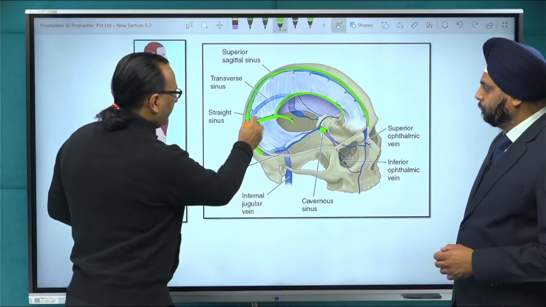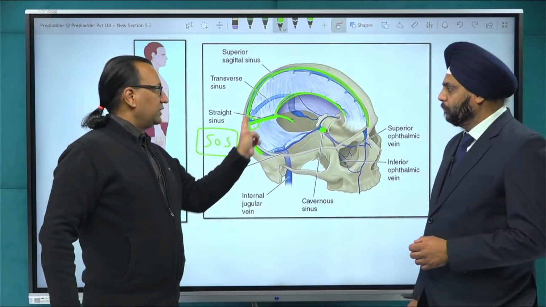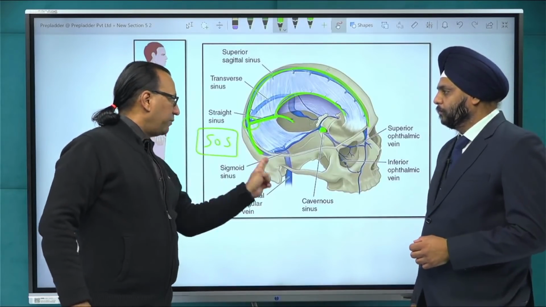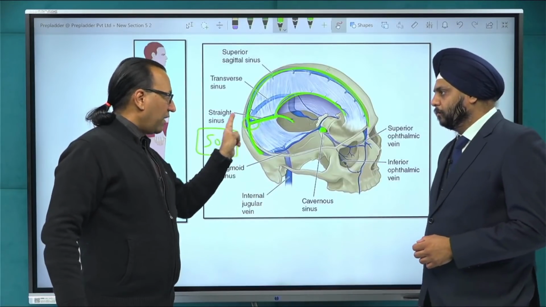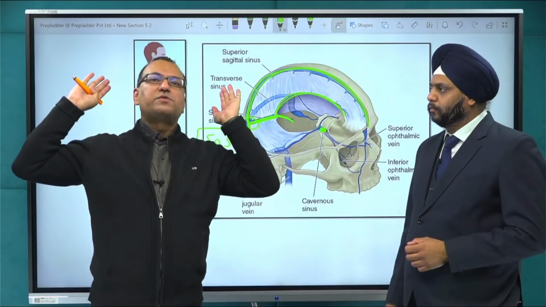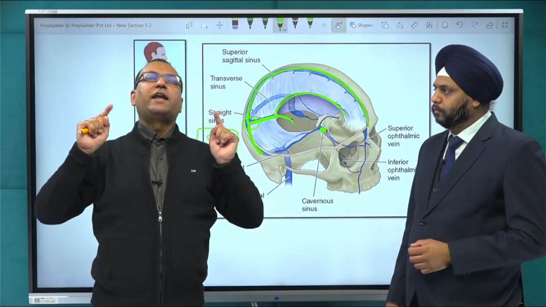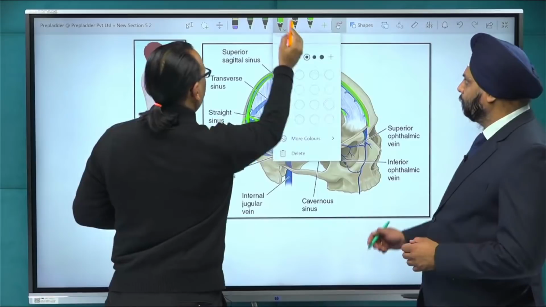So here you can remember SOS, which is the confluence of sinuses. The first S is the superior sagittal sinus, the O from below is the occipital, and from the front it is the straight sinus. And from here, which is at the internal occipital protuberance, you have the transverse sinus becoming the sigmoid sinus and continuing as the internal jugular vein.